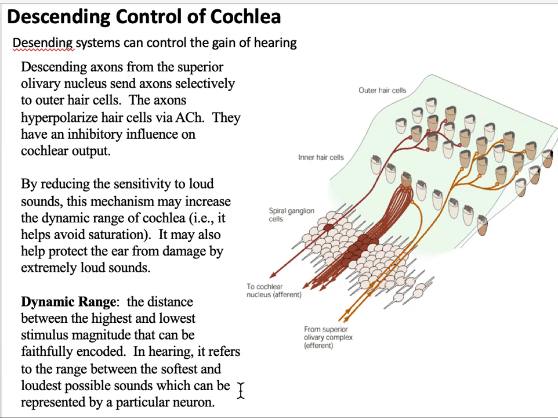We also saw this in the visual system, that we perceive illusory contours and other things based on this top-down processing. Well, the same thing holds in the auditory system as well. And in this case, it actually serves as a mechanical amplifier. What this tends to do, just like in some of the other systems, is increase our dynamic range. The dynamic range is the distance between the highest and lowest stimulus magnitude, in this case loudness, that can be faithfully encoded.